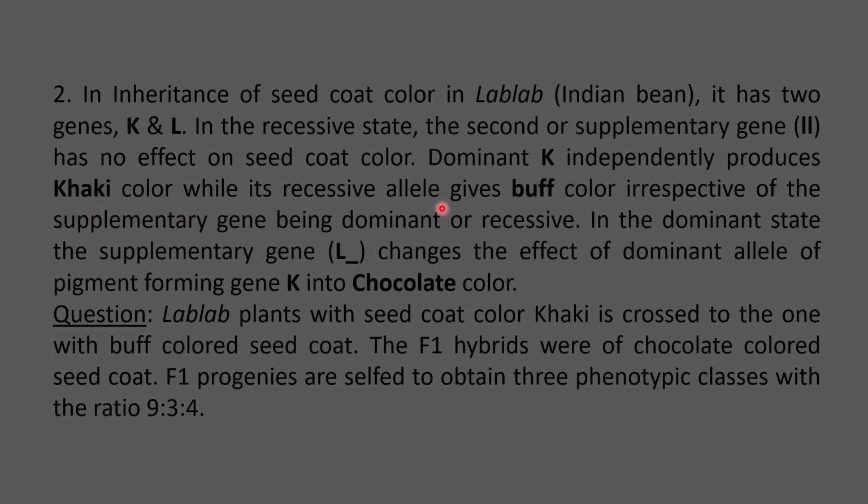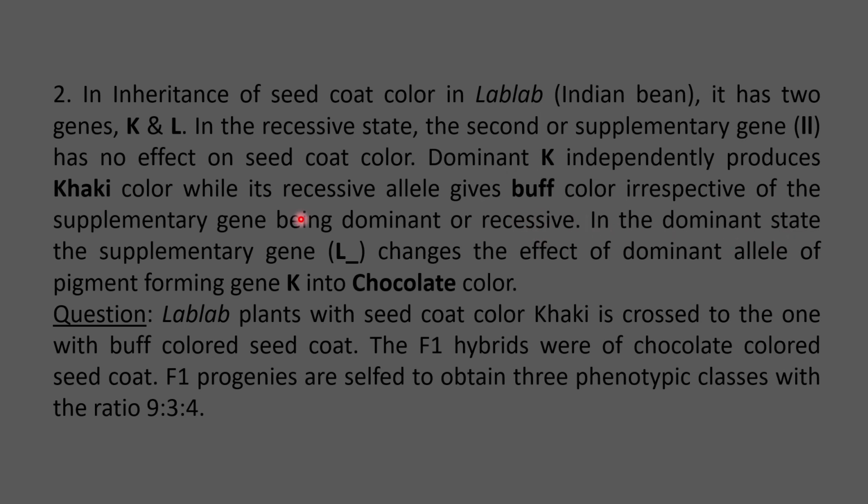While its recessive allele, whenever the recessive allele K is present, that gives buff color. Buff color is a kind of yellowish tone. So the recessive allele K gives buff color irrespective of the supplementary gene being dominant or recessive. Whenever the recessive allele K is present, it does not matter whether the supplementary gene is present or absent. It always produces its recessive character.